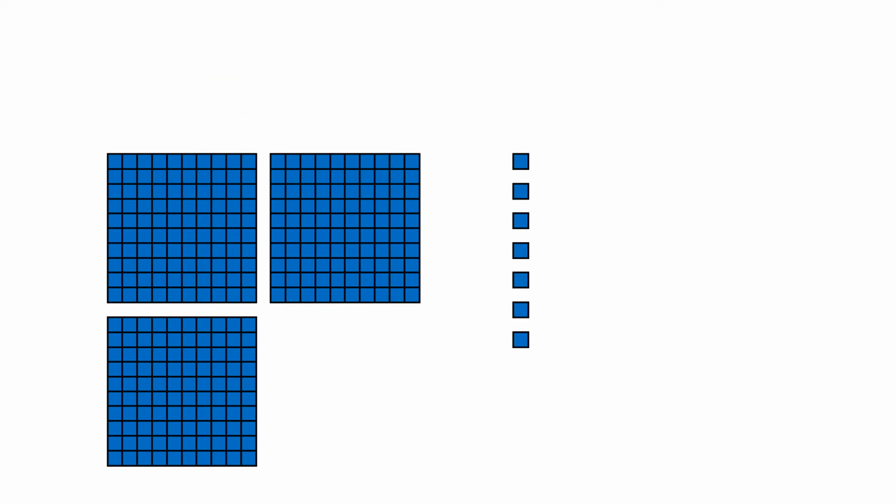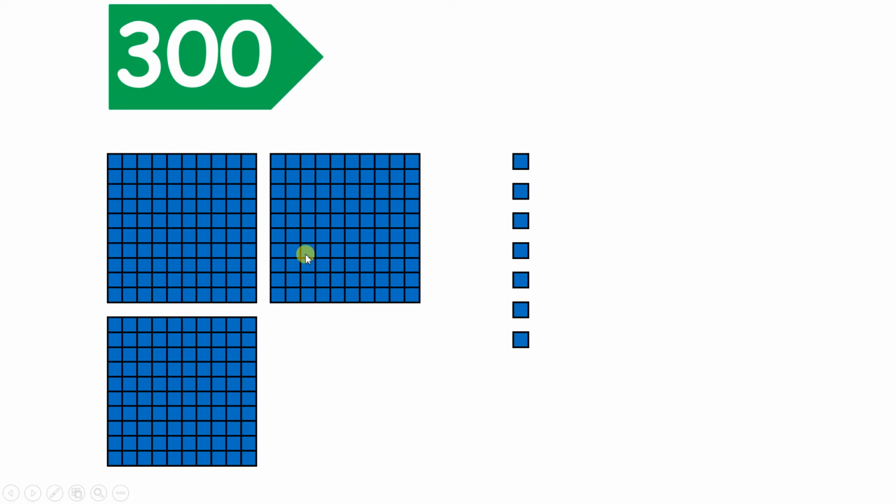Now what number do we have represented here? We have 300, and we have no tens, and we have 1, 2, 3, 4, 5, 6, 7 units. So we have the number 307, which we write 307.